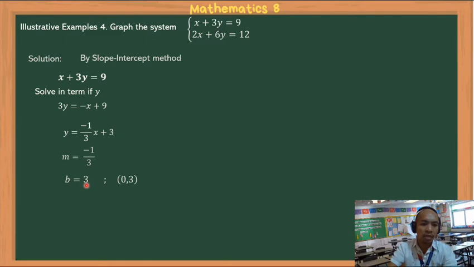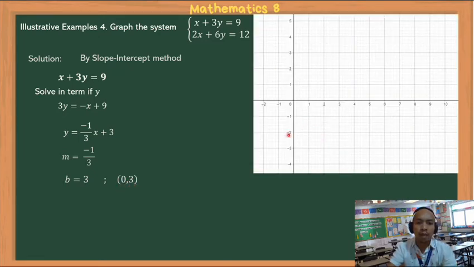So this means that the ordered pair is 0 and 3, because the y-intercept is the value of y when x is equal to 0. So plot first the y-intercept. Our y-intercept is 0 and 3. Our point must be here. Take note, we need 2 points to have the graph of the equation of the line. So how do we obtain the second point? We will make use of the slope.